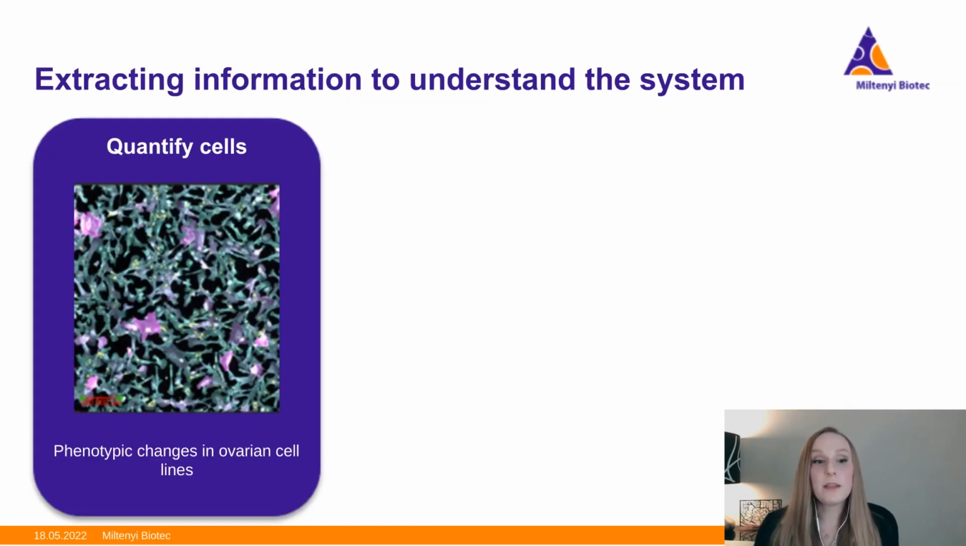So let's think about the different automated things that we can get out of extracting the information of that particular biological system. We definitely can first quantify cells. This is a very common thing that people will do in this kind of image analysis. So I'm giving you just an example.